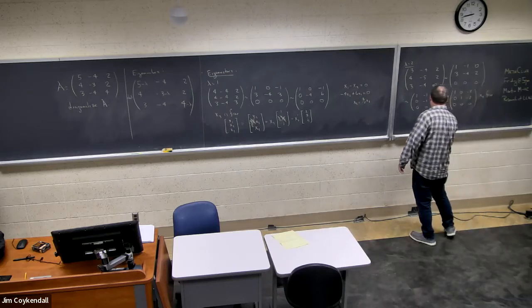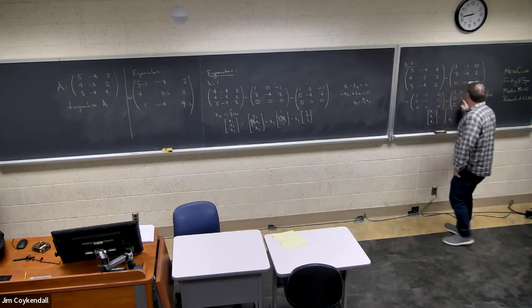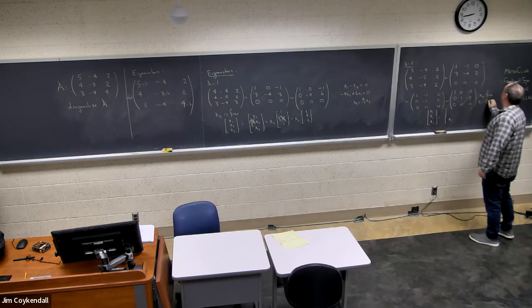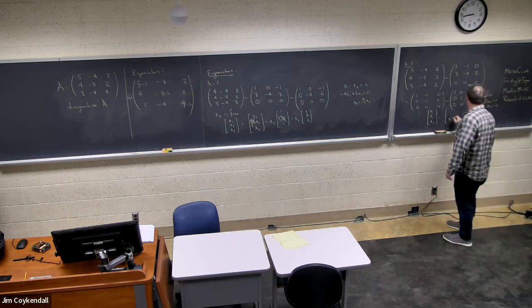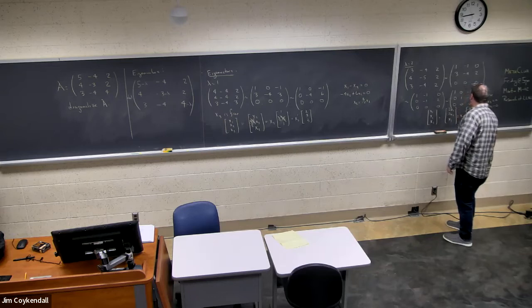And so I get the eigenvector for lambda equals 3. This gives the equations x1 minus 2x3 equals 0, and x2 minus 2x3 is 0. And so this is 2x3, 2x3. So I get x3 comes back to 1.